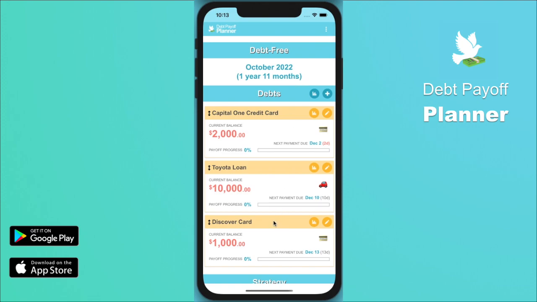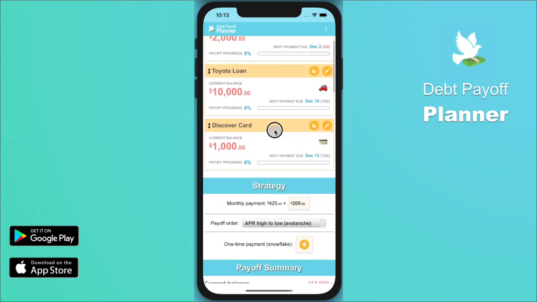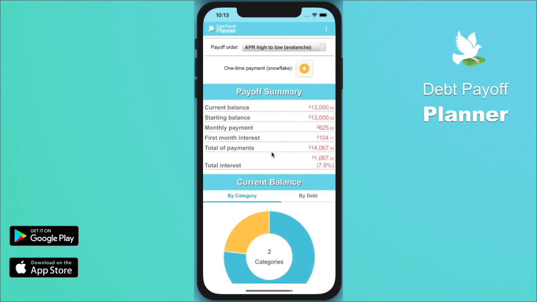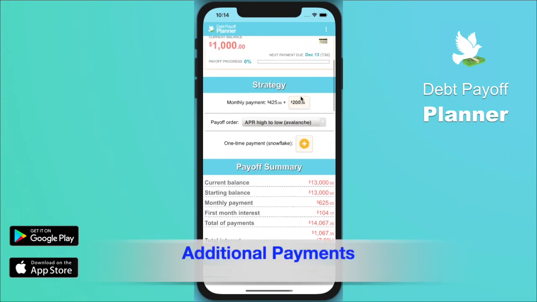So one of them saves a little bit of interest. One of them gets a quicker win. And it really comes down to what your preference is, how motivated you are about deciding which method is good for you. But the thing about the Debt Payoff Planner app is, you can play around with it, try different things. Another thing you could try is accelerating the payment even more.